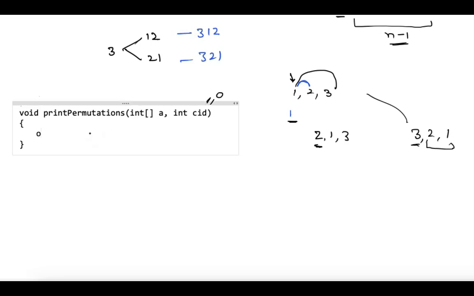So what we are doing is that for integer I equals CID, starting from the current index, I is less than length of the array, I plus plus, and what we will do is that we will swap the element at position I with the element at position current index.